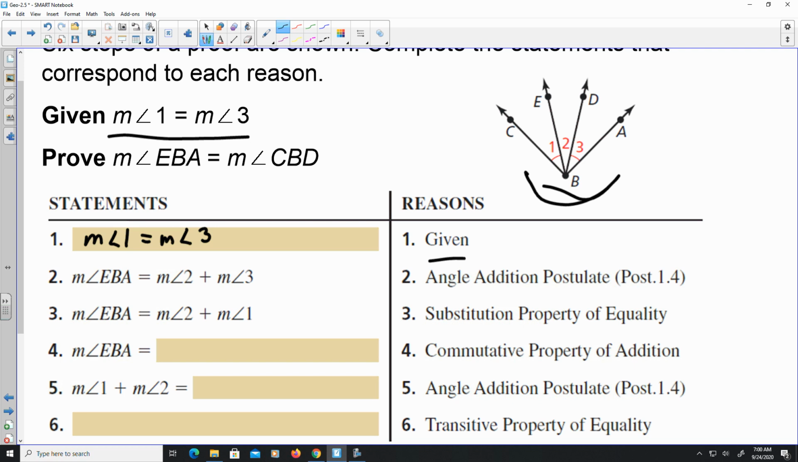The next step from there says that the measurement of angle EBA is the measurement of angle 2 plus the measurement of angle 3, angle addition postulate. That makes sense. Then EBA is now equal to the measurement of angle 2 plus the measurement of angle 1. They just substituted because we know that 1 and 3 are equal, so we just substituted those two values in. That's why we were able to give that reason.